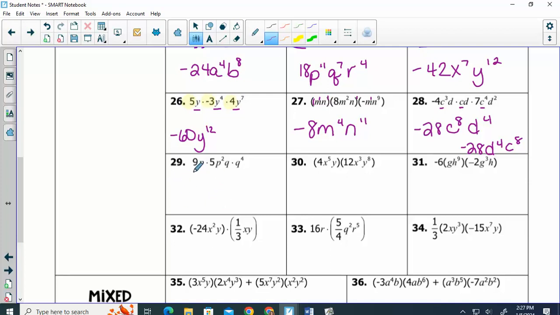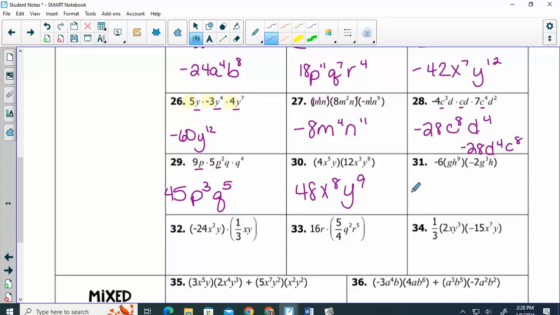29. 9 times 5 is 45. P times P squared would be P to the third. Q times Q to the fourth is Q to the fifth. 30. 4 times 12 is 48. X to the fifth times x cubed is x to the eighth. Y times y to the eighth, so 1 plus 8 is 9.